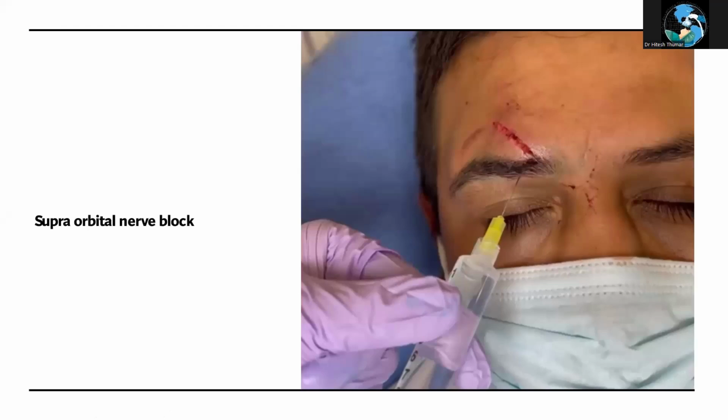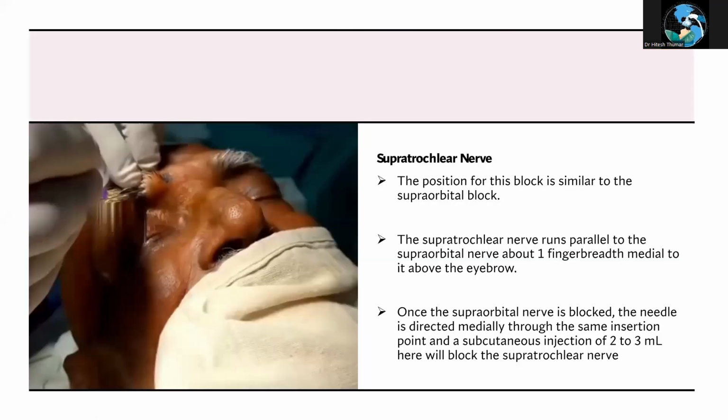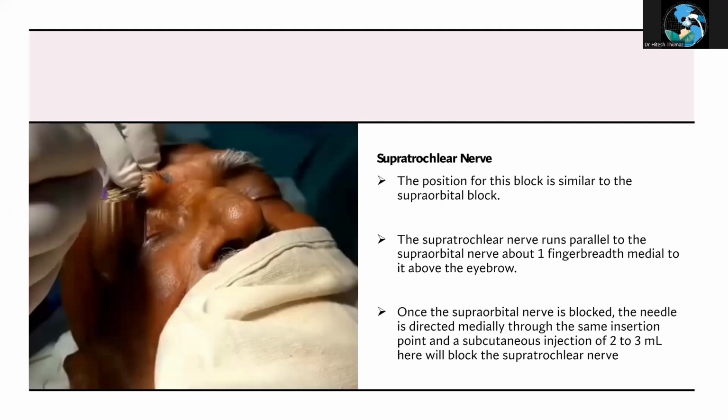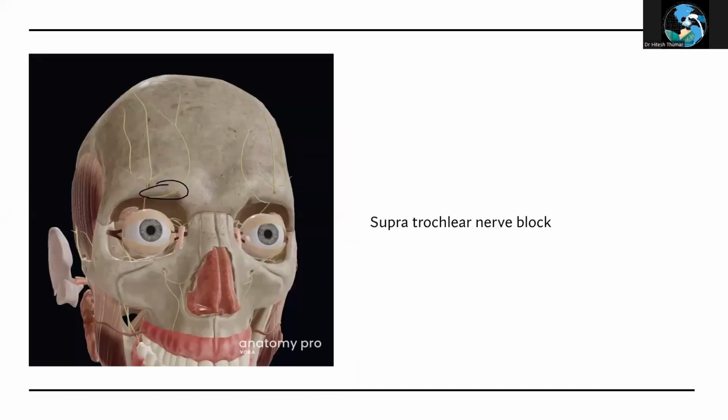On the same side, don't withdraw the needle. Go medially and deposit subcutaneously from the same point of insertion. You will block the supratrochlear nerve. Create a bleb over there on the supraorbital margin like this, and then you will definitely infiltrate the supratrochlear nerve. So these are very easy injections, the supraorbital and the supratrochlear nerve.